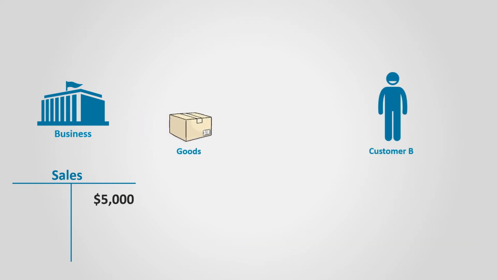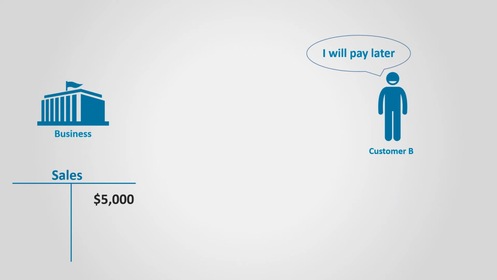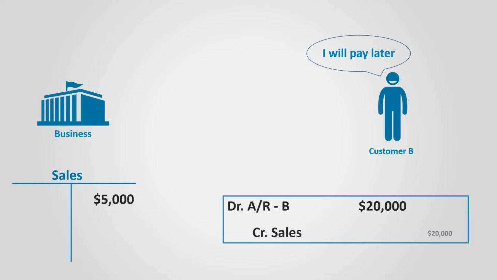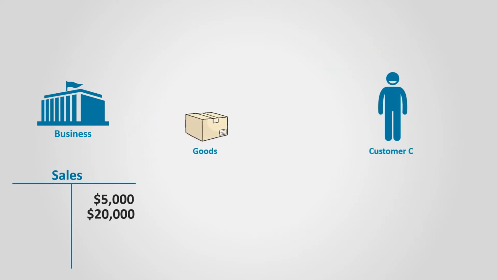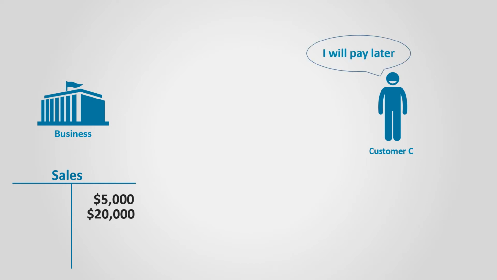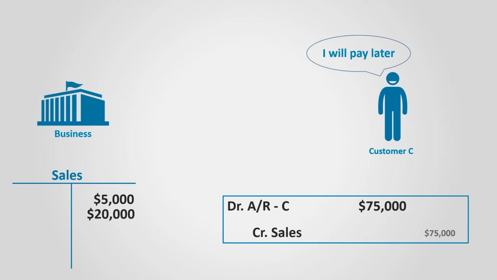The business sold goods to customer B for $20,000 on account. Accounts receivable is debited and sales revenue is credited for $20,000. The business then sold goods to customer C for $75,000 on account. Accounts receivable is debited and the sales revenue is credited for $75,000. The sales revenue account has a balance of $100,000.